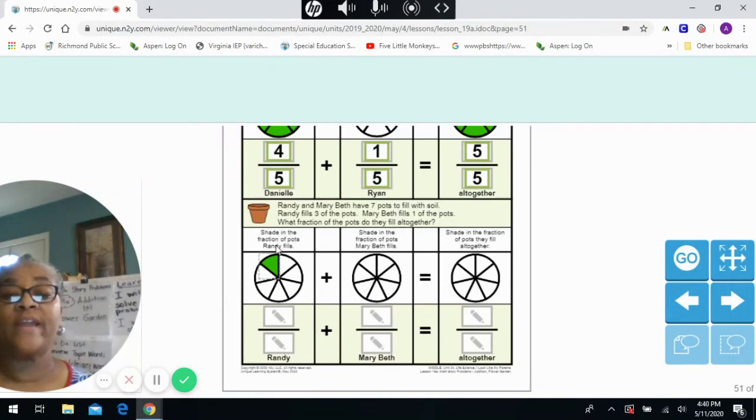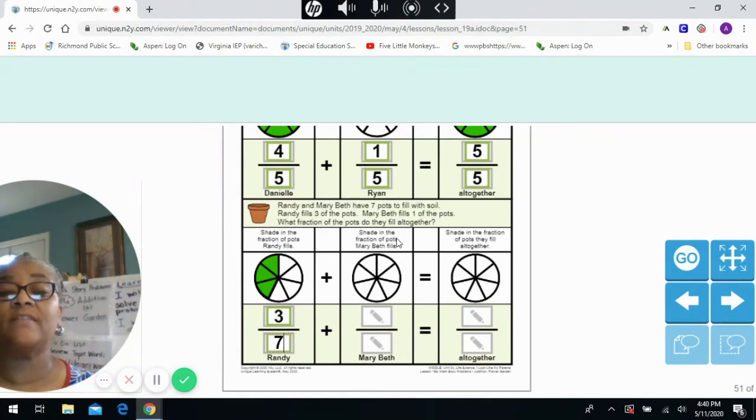All righty, so let's shade in what Ryan has. Ryan fills 3 pots. So we have 1, 2, 3. All righty, very good. And how many altogether? 1, 2, 3, 4, 5, 6, 7. Is that what we have? Let's see. 7. Very good.